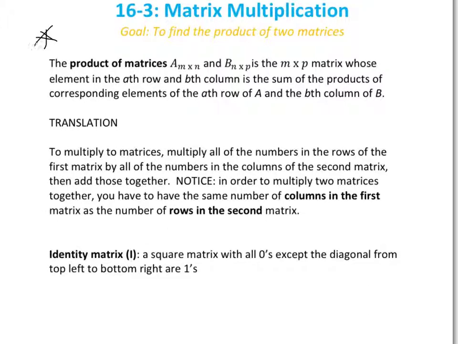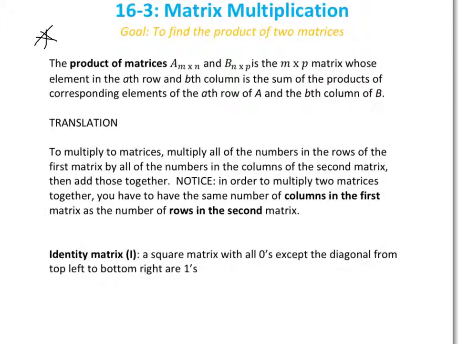If you read this top part, it says the product of matrices A, an m by n matrix, and B, an n by p matrix, is the m by p matrix whose element in the ath row and bth column is the sum of the products of corresponding elements of the ath row of A and the bth column of B. What does that mean? Nothing. However, I can translate it pretty well.